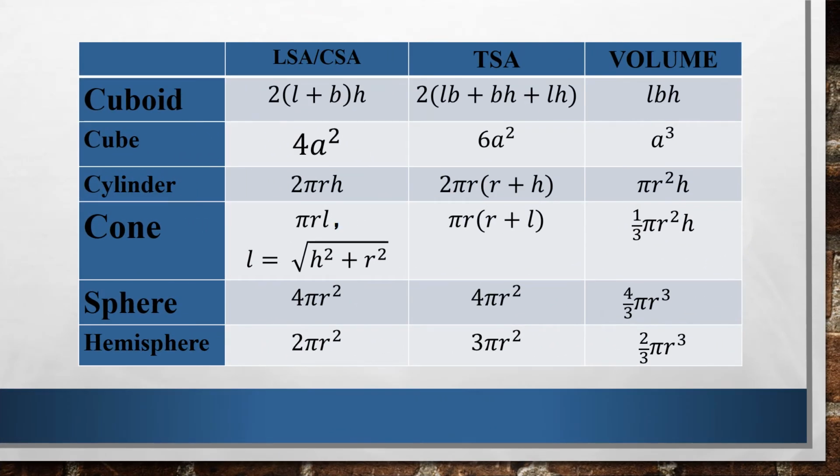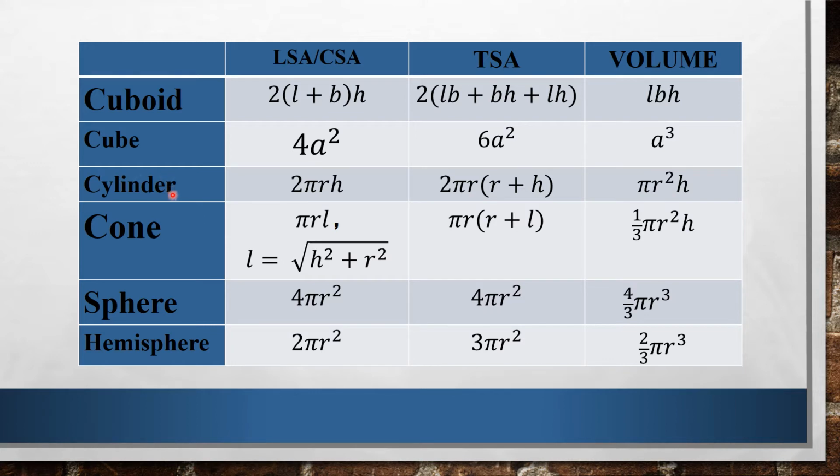Here in this slide we are given the formulas of all the solid shapes which we have learned. LSA of a cuboid is 2 into (L plus B) into H. TSA is 2 into (LB plus BH plus LH). Volume is equal to LBH. For a cube, LSA is 4A square, TSA is 6A square and volume is equal to A cube.